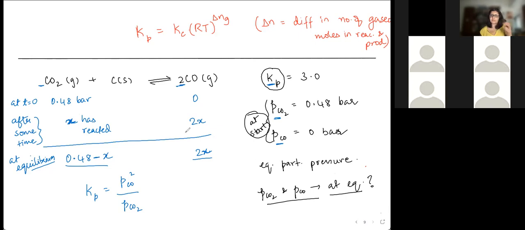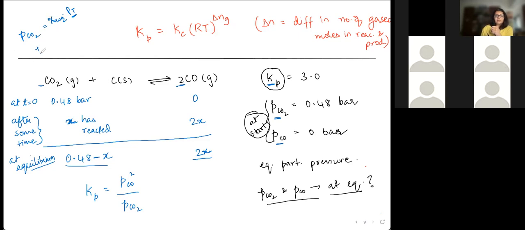You can equate the number of moles with... I still didn't get how moles are related to pressure. So partial pressure of CO2 is the mole fraction of CO2 times the total pressure, right? Total pressure at any given time is going to be constant. It's like atmospheric pressure, or whatever pressure is there inside the vessel. So this is a constant factor.